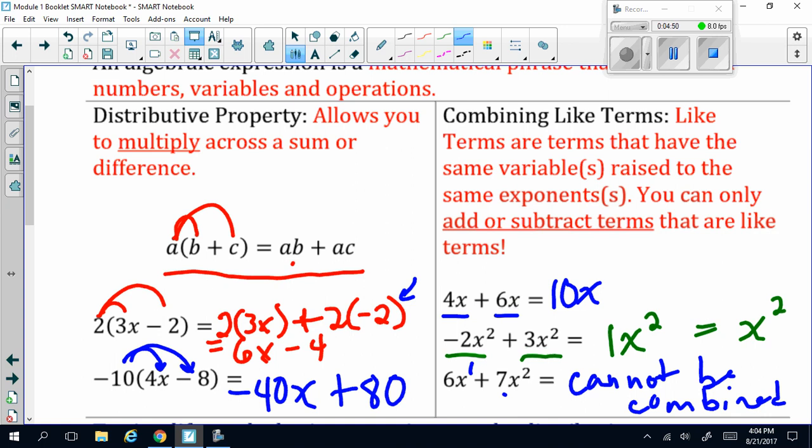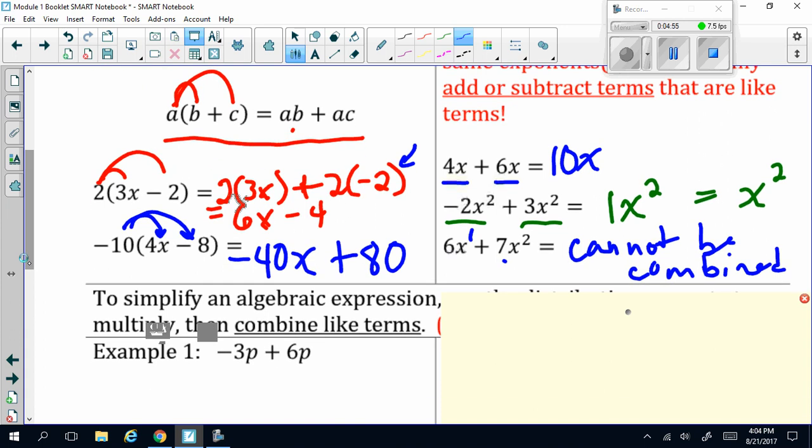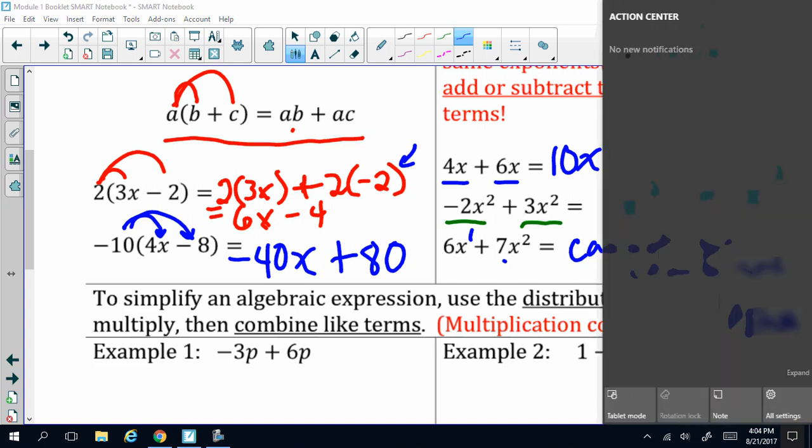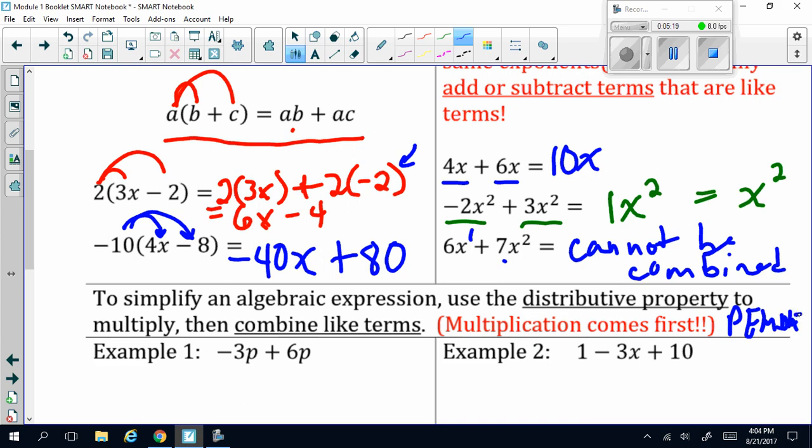Now, to simplify our algebraic expressions, we do a combination of these two things. To simplify an algebraic expression, first we use the distributive property. Distributive property is multiplication. Then we combine like terms. Combining like terms is addition and subtraction. Multiplication comes first because of our order of operations, PEMDAS. Let's work through a couple of examples.